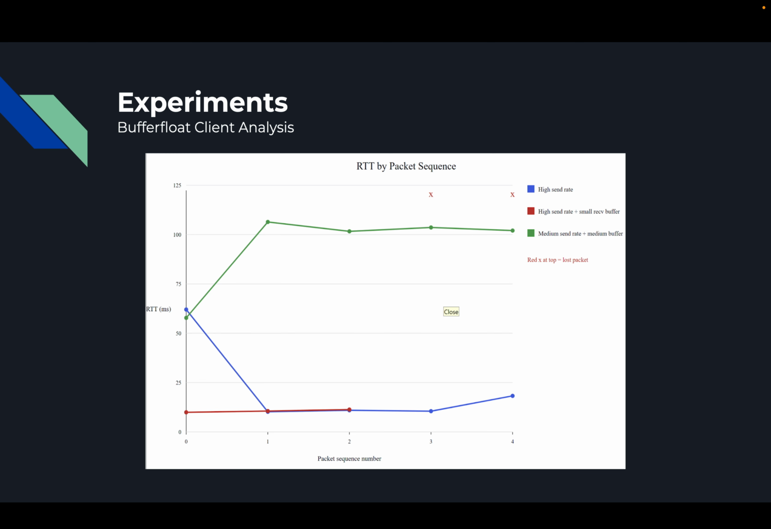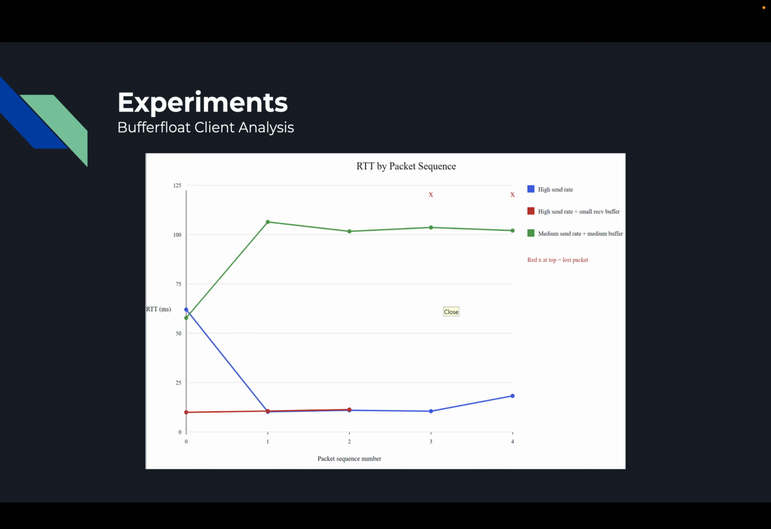This graph shows RTT packet by packet for the buffer bloat experiments. The high send rate large buffer test starts with one higher RTT packet but then stays low. The high send rate small receive buffer test loses packets, shown by missing RTT values. The medium rate medium buffer test had consistently high RTT around 100 milliseconds. This suggests buffering can prevent packet loss, but it may create queuing delay, which is the classic buffer bloat trade-off.